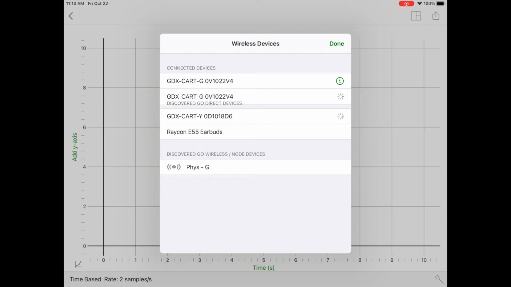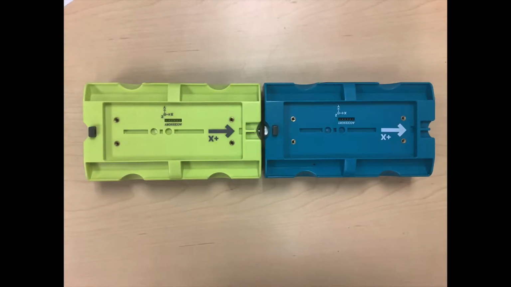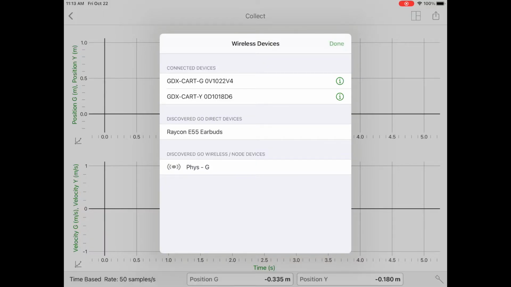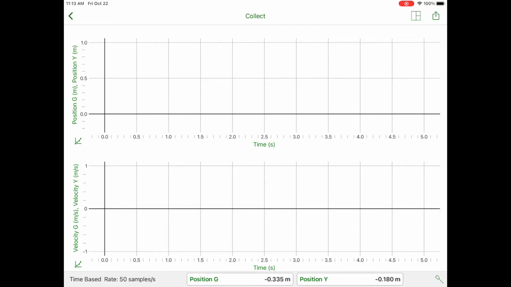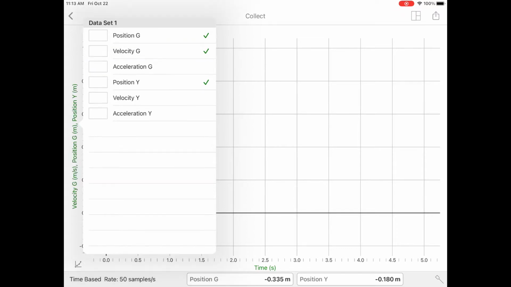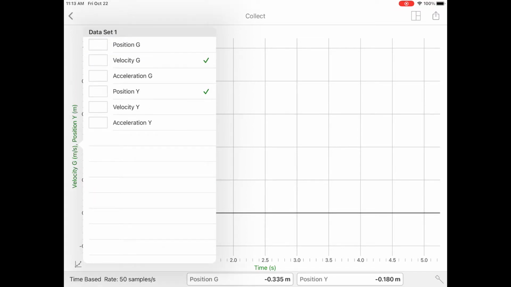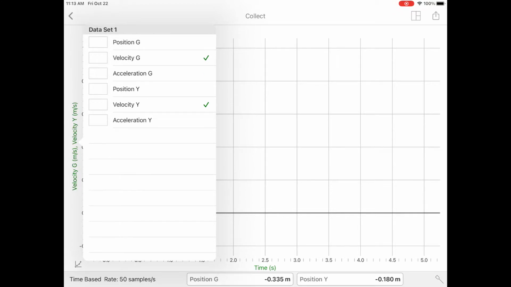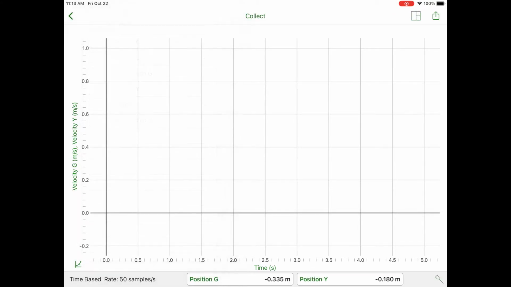Once those are added, then make sure your setup has both of your devices pointed to the right. This ensures that positive and negative are the correct direction. From here, click the squares in the top right and change it to one graph. We want velocity versus time graphs, so unselect position. Select velocity for both graphs, and then run your trial.